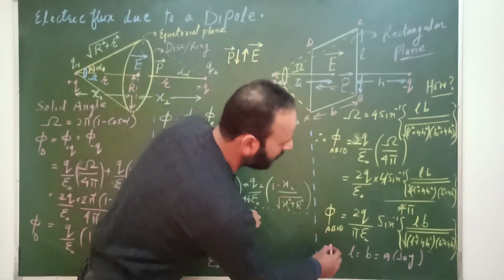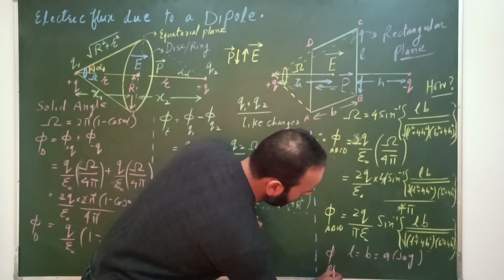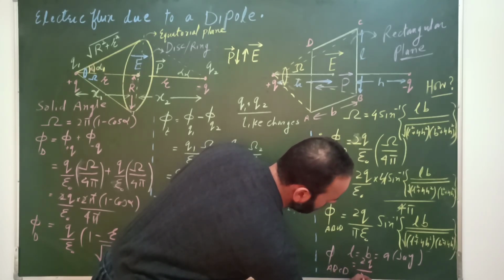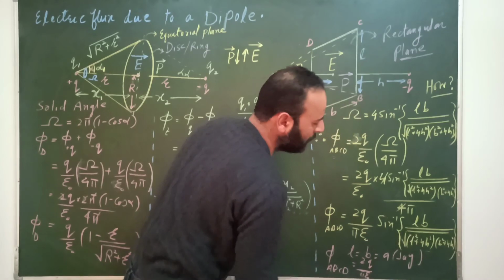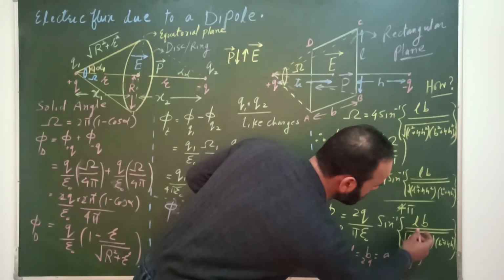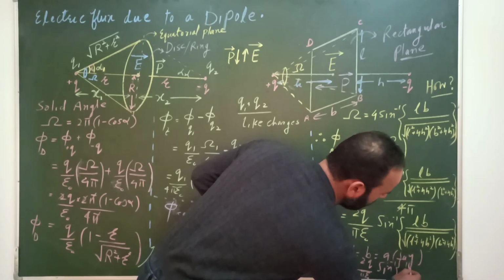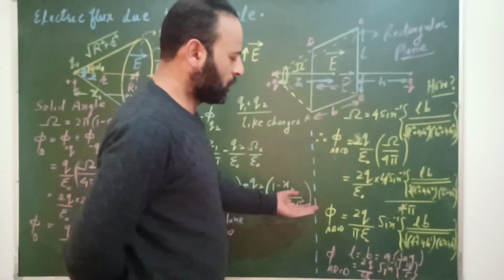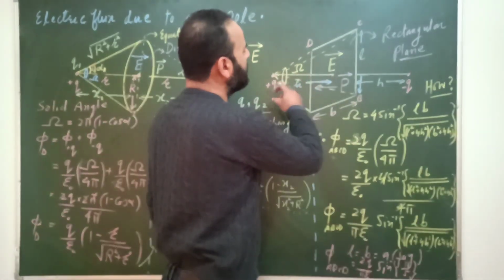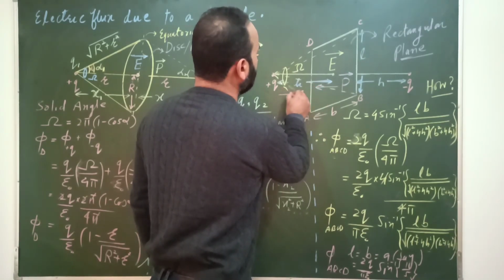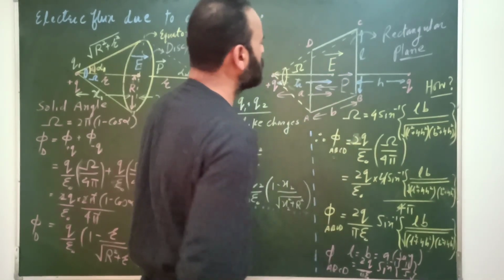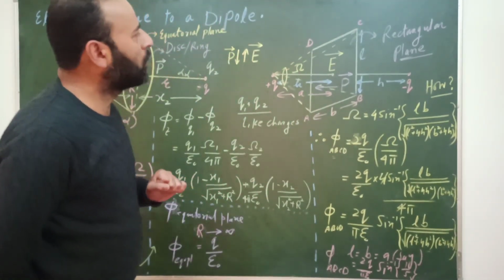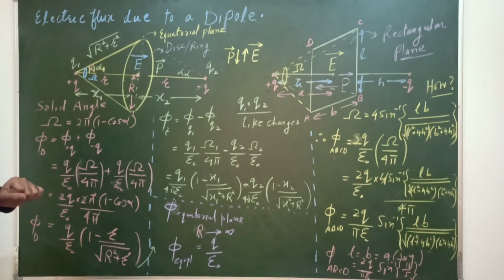So then we get phi ABCD is equal to 2Q divided by pi epsilon naught. When we give the values, we get sine inverse, which will be equal to 1 by 5. So this will be the flux through the square plane when the charge is at a distance of A from the center of the square plane whose dimensions are also equal to A. So this is how we calculate the electric flux due to a dipole through a ring.